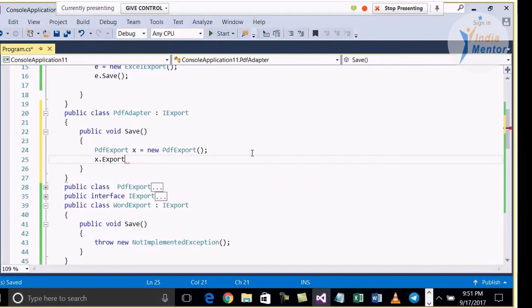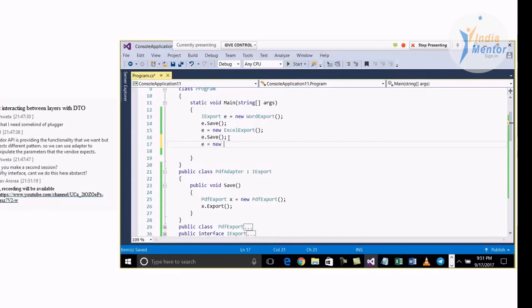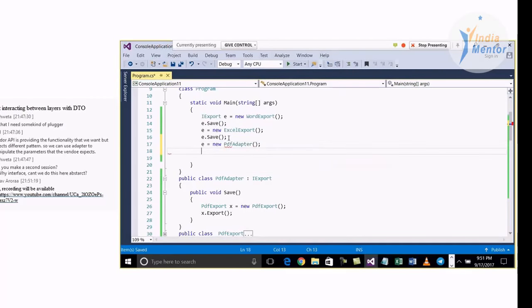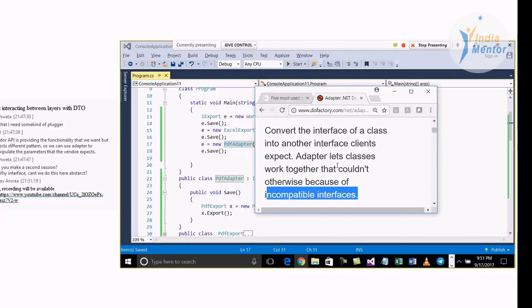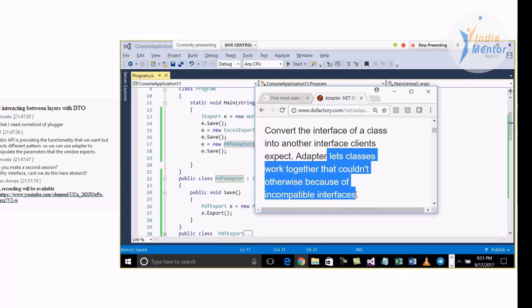So now this is the adapter. What you will do is you will now call the adapter and not the direct class. So you'll say, here is a PDFAdapter, and it's again e.Save. So you can see now the PDF class which was not compatible, because of this adapter, it is now compatible. So adapter pattern, as the name says, lets classes work together that could not have worked because of incompatible interfaces.